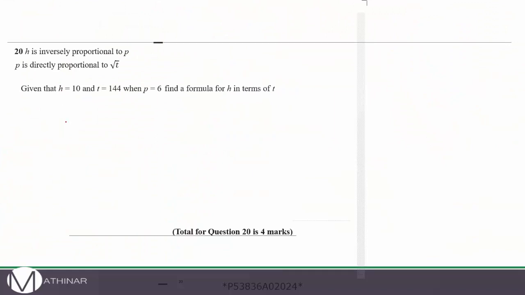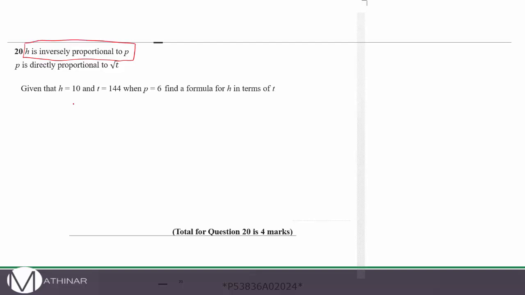Question 20. h is inversely proportional to p and p is directly proportional to the square root of t. Given these values, find a formula for h in terms of t. Okay, so let's break it down line by line. So let's take this first line here.